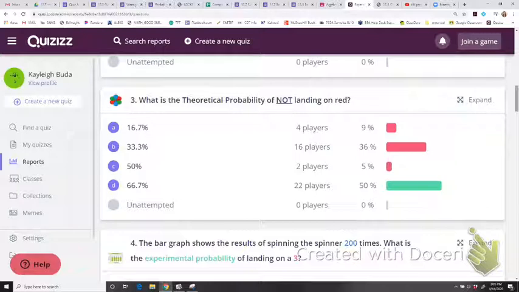So these questions can get tricky. You don't want to read them too quickly. Make sure you see the word not. So that would be 66.7%, or 4/6, or 2/3.